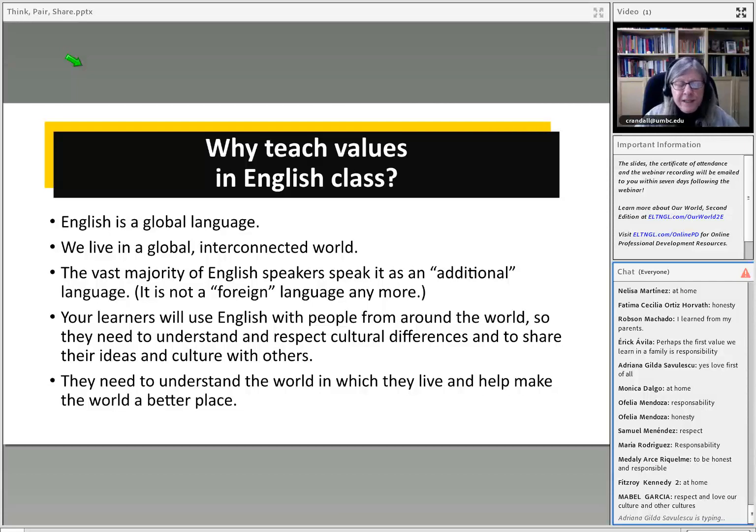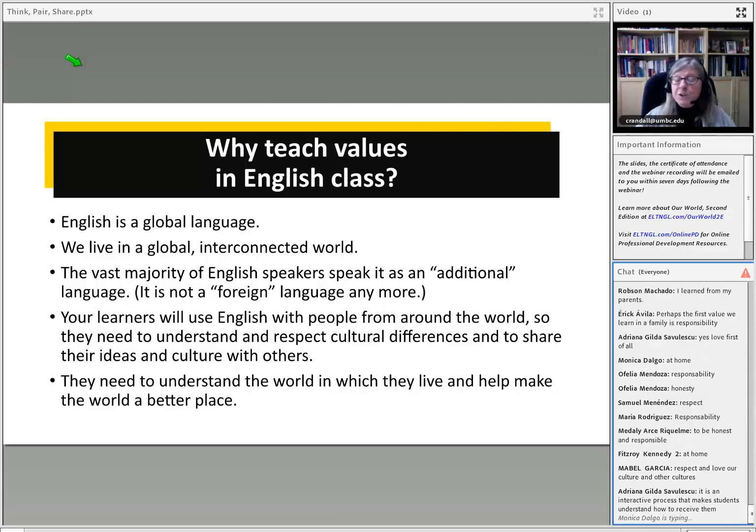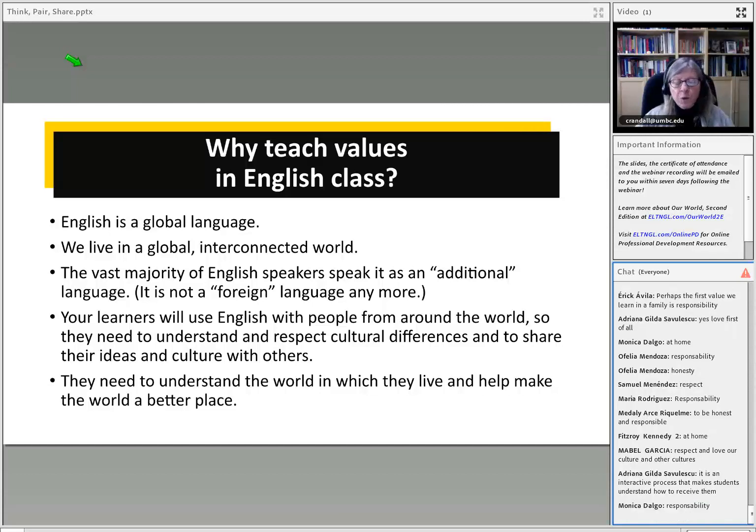It'd be very hard to find a place in which there is no English, either available through technology or through media, through tourism, through classes in schools or classes after school. It's actually an additional language which all of us living in this global interconnected world use as a way to communicate with each other when we don't share another language. So your learners are going to use English with people from around the world. So they really need to understand and respect cultural differences. And they also need to share their ideas and culture with others. They need to understand the world in which they live, and they need to help make it a better place.